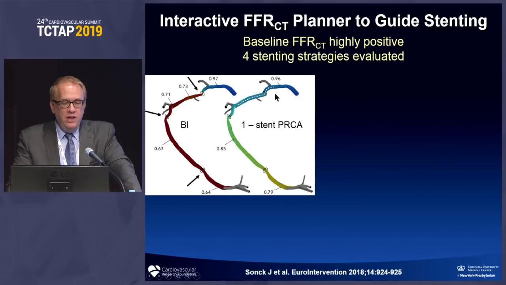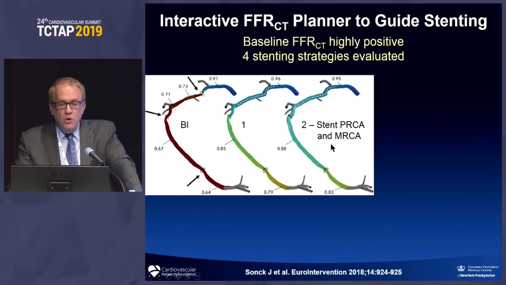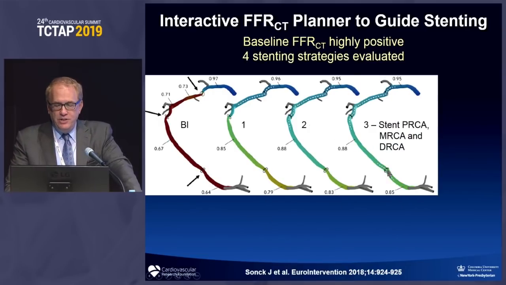Here's one FFRCT plan with the interactive CT planner where we just stent proximally. And now this will bring the FFR down to 0.79 distally. Not bad with just one stent, but maybe not yet perfect. Well, let's try this. Okay, maybe we should also treat that lesion. So let's put a second stent in. Now this brings the FFRCT down to 0.83. We're pretty happy. What will happen if we treat that third lesion? Well, if we treat the third lesion, now the FFR is a tiny bit better, but it's only 0.85, not a whole lot different than 0.83.